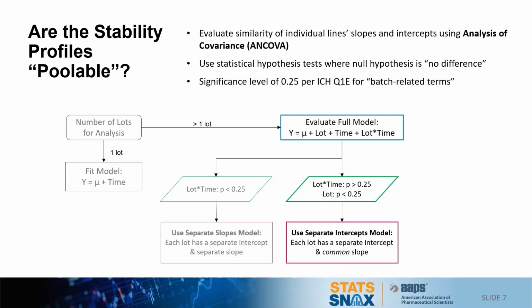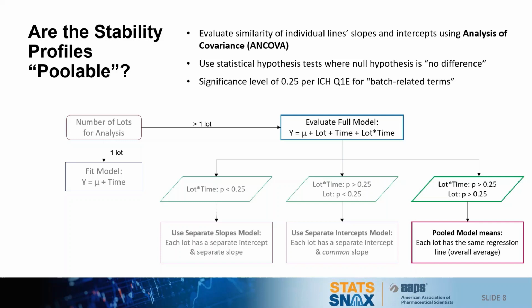However, if after fitting the full model, the p-value for the lot times time term is greater than 0.25, there is no evidence that the slopes are different. We then examine the intercept term to ask a similar question. Is there evidence that the difference in intercepts is greater than 0? Now, the p-value for the test of the lot term is compared to an alpha of 0.25, and a p-value less than 0.25 is taken as evidence that the intercepts are not similar. In this case, model reduction stops here, and we use the separate intercepts model, where each lot is still fit with a separate regression line, but each line is parallel and differs only in the value of its intercept.